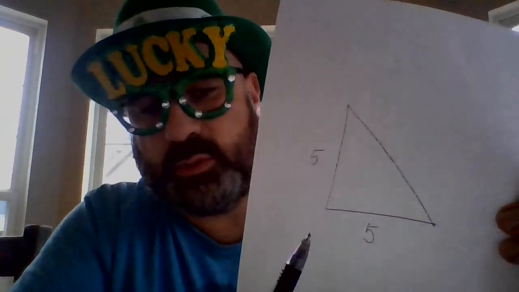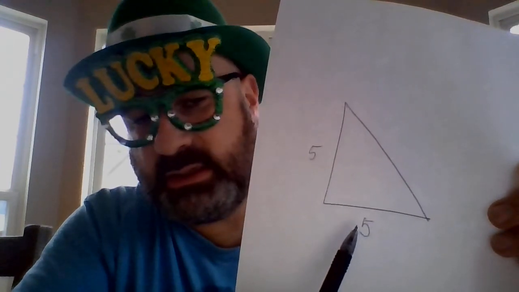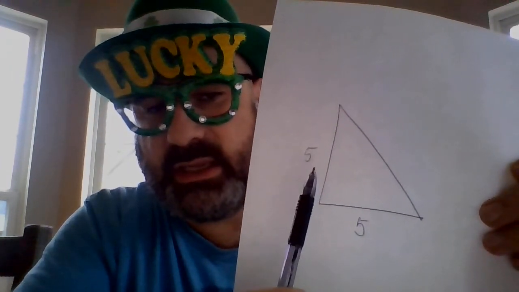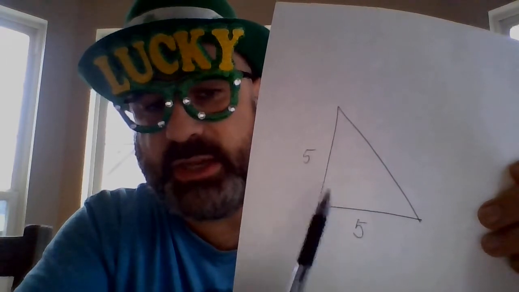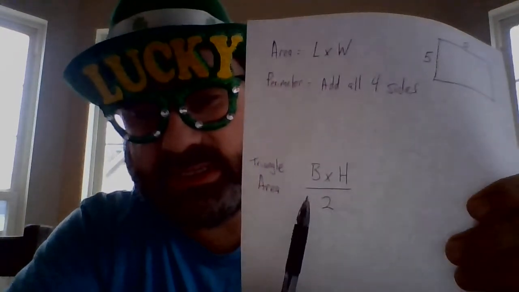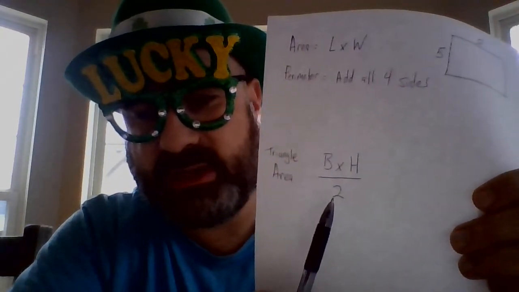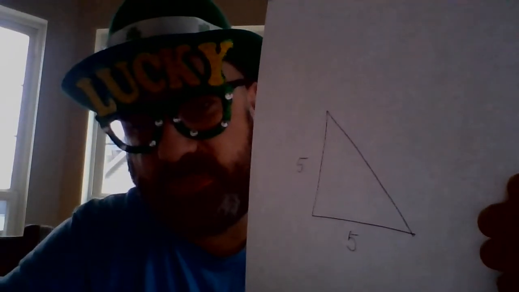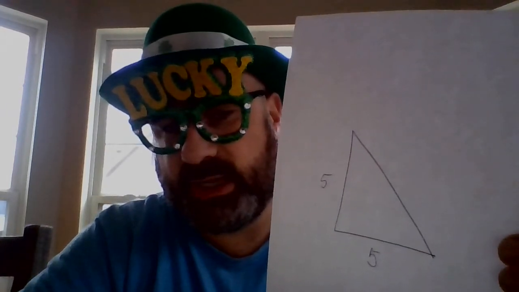Now on the second worksheet I'm going to give you, it's going to be triangles, and this has a similar formula, but it's a little bit different. So on this particular triangle, if you see here, this will be the base of the triangle. This will be the height. And on these, you do 5 times 5, but then you divide by 2. So the formula for a triangle is base times height divided by 2. So on this one that I showed you, it'd be 5 times 5, which is 25, and then you divide that by 2, and that'll give you your answer.